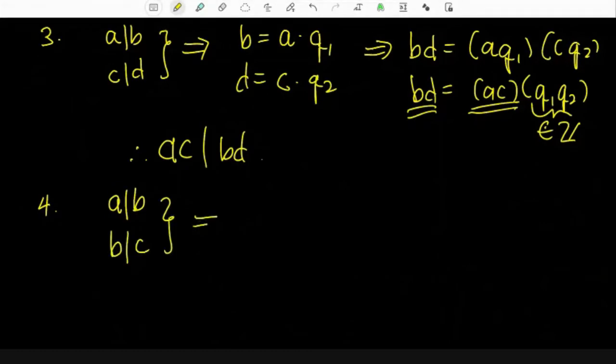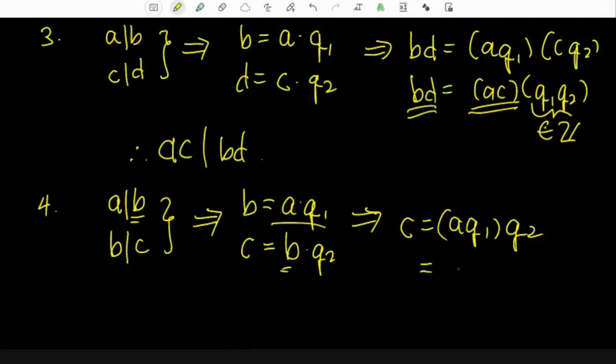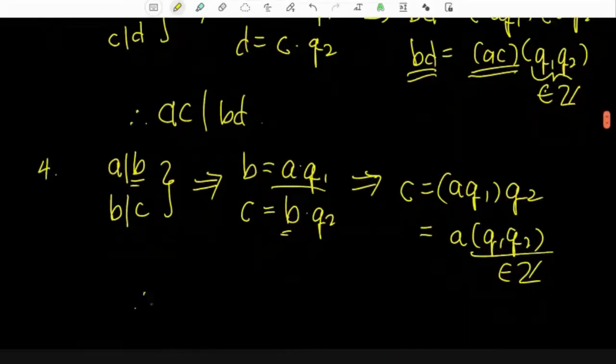So, anong ibig sabihin? By definition, si B, pwede mong isulat as A times Q1. Si C, pwede mong isulat as B times Q2. So now, these two will imply that C is equal to yung B, papalitan mo ng value ng AQ1 times Q2. But again, by associativity of multiplication, si C nasulat mo as A times Q1 Q2. Again, this expression here is an integer. So, si C ay equal to A times integer. So, therefore, A divides C.